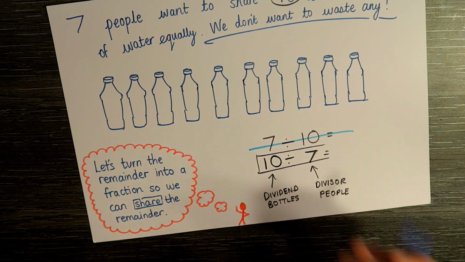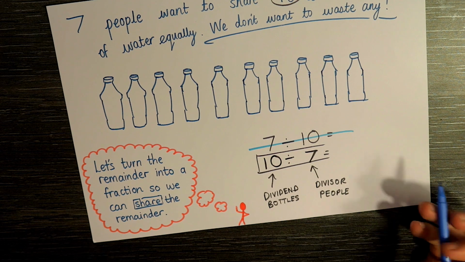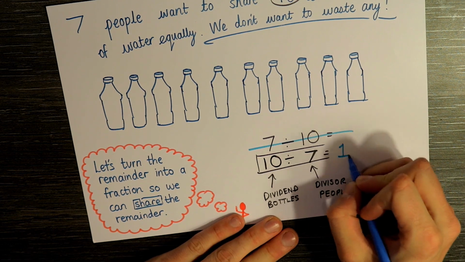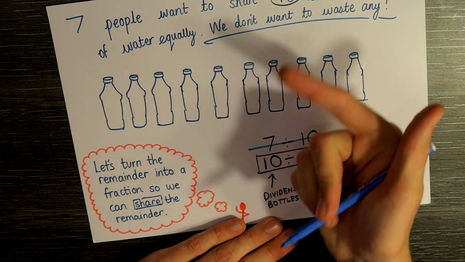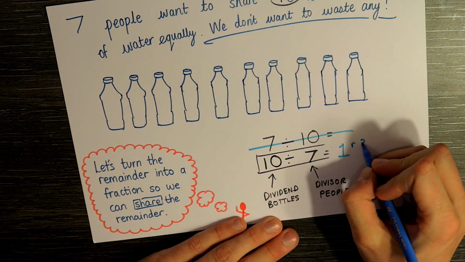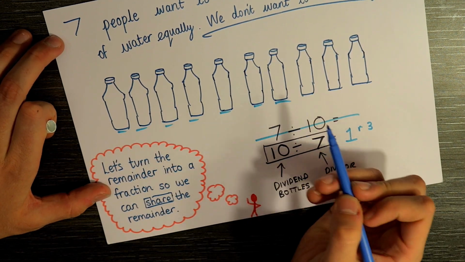10 divided by 7, 7 times table. How many times do I need 7 to make 10? Well, it only fits in once. 1 times 7 is 7. That means I've got 3 left over, 8, 9, 10. So that's remainder 3. Like we said earlier, we've got 1, 2, 3, 4, 5, 6, 7 bottles.